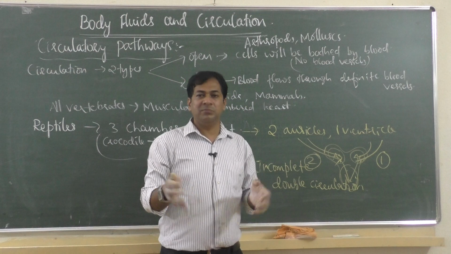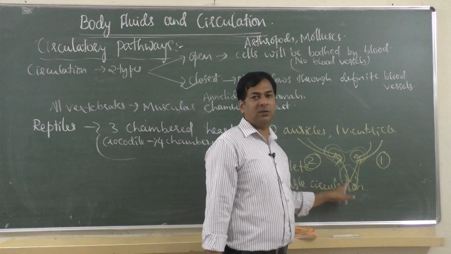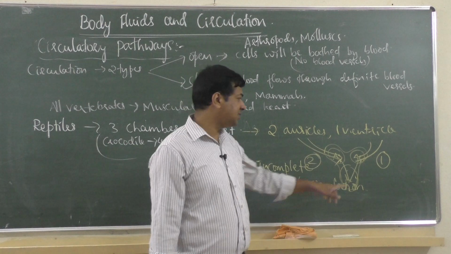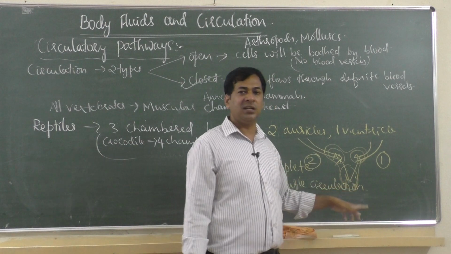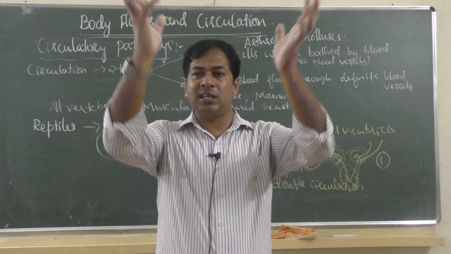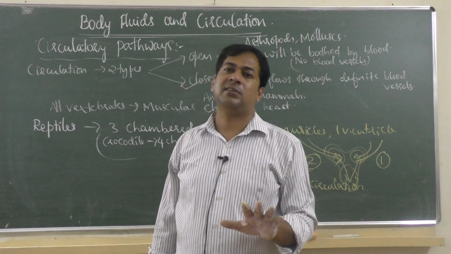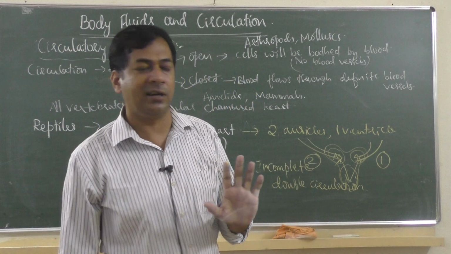But the only problem is that mixing of blood will happen in the ventricle. Mixing of carbon dioxide and oxygen, both will happen. Oxygenated blood and deoxygenated blood, both will mix in the ventricle. Then mixed blood is transported to the whole body, because reptiles can tolerate mixing of blood, but we cannot tolerate it.